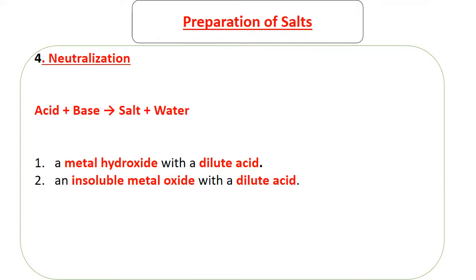The second one is where an insoluble metal oxide reacts with a dilute acid. So an insoluble metal oxide, what kind of oxide is it? Is it a basic oxide, amphoteric oxide, neutral oxide, or acidic oxide? Yes, usually insoluble metal oxides are basic oxides. So these behave like bases. If you can remember the types of oxides, these react with acids to form salt and water. So even this, you can use neutralization.